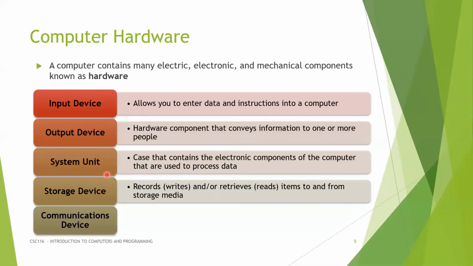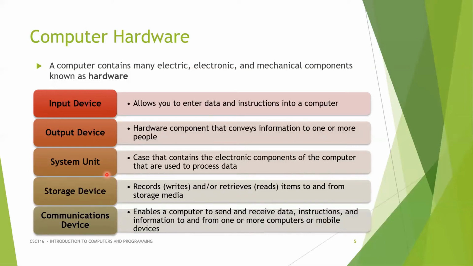And the last one is of course we need a communication devices. Okay, enable a computer to send and receive data, instruction and information to and from one or more computer or mobile devices. Communication device iaitu internet kita adalah ataupun Wi-Fi. Okay, without that kita tak boleh communicate daripada PC kita ke PC orang lain. Contohnya kita nak hantar message. Kalau tak ada communication device, tak guna juga.